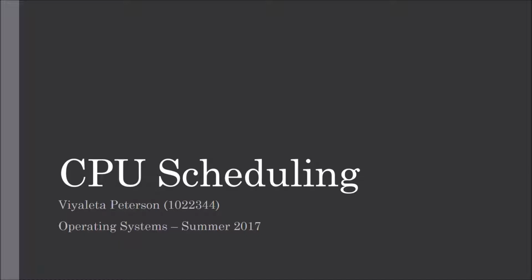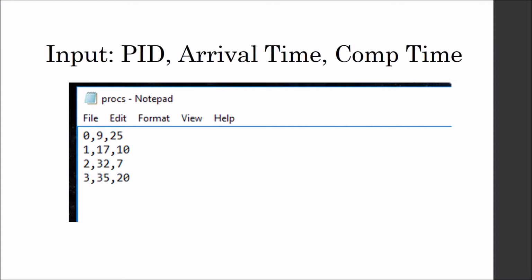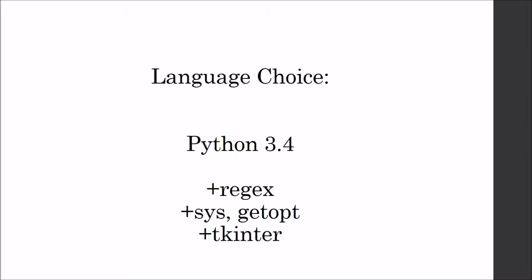So the input for this project was a file, like a text file, with the process ID, its arrival time, and the computation time, so how long it takes for the process to actually complete. So for the language choice, I used Python 3.4, simply because Python is simple and it also has support for parsing text files like regex, libraries for reading user input in the command line interface, and the tkinter library to create the graphical user interface.